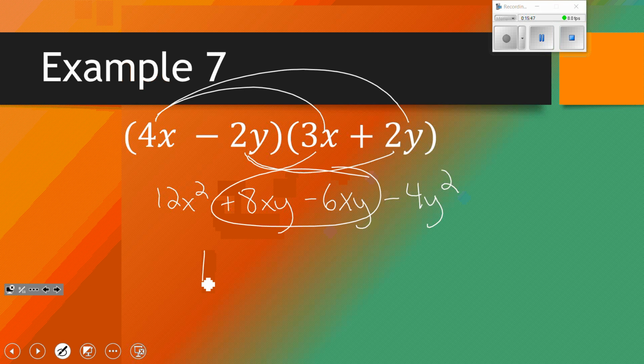So, what do you notice about foiling? What normally matches? The two middle ones should match, and if they don't match, something's wrong. So plus 2xy minus 4y squared. Any questions on how we got that? Now is a great time before I put you on your practice work. So I'm going to stop right there.